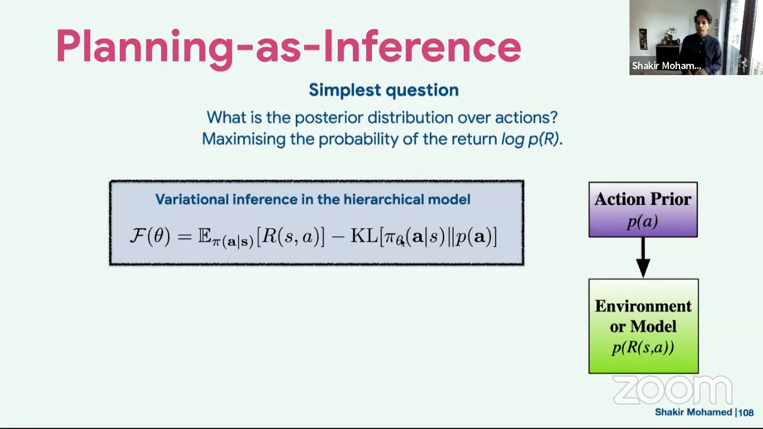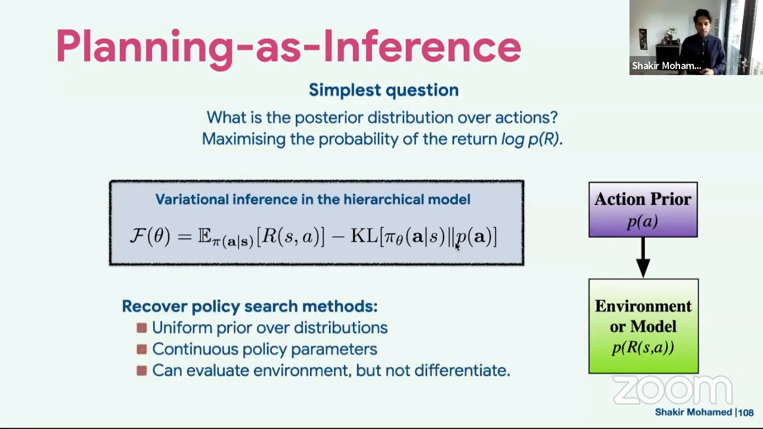I'm now going to call pi so that it matches with the notation that you might be used to. And this pi, we're not going to call a posterior, we're going to call it the policy. And the policy is a way of getting actions given states and other contextual knowledge. So if you use this kind of variational method, you're going to recover many, many other methods.